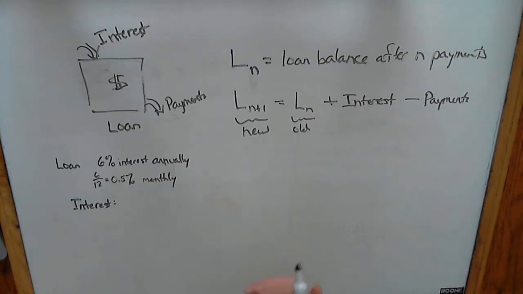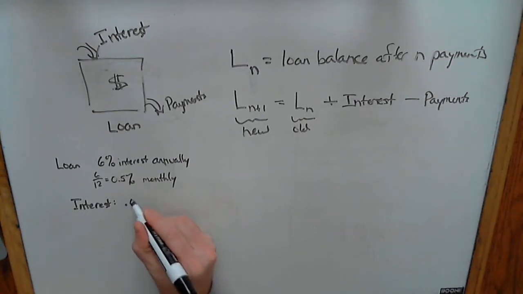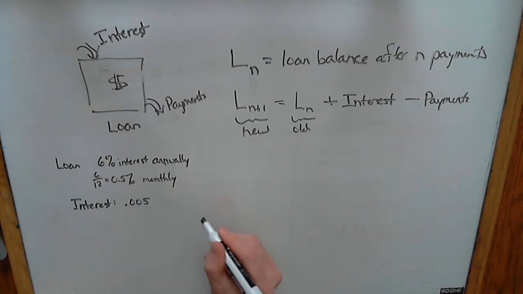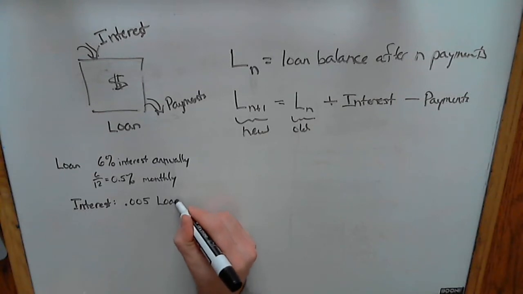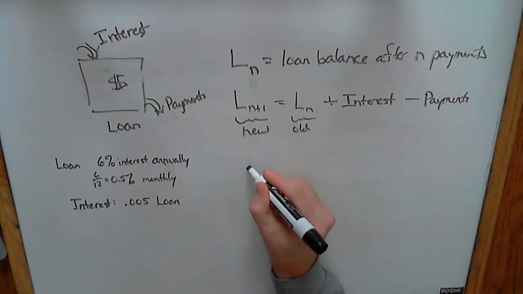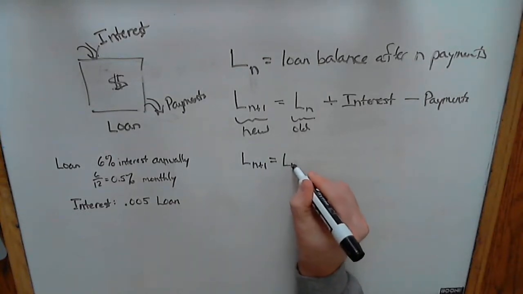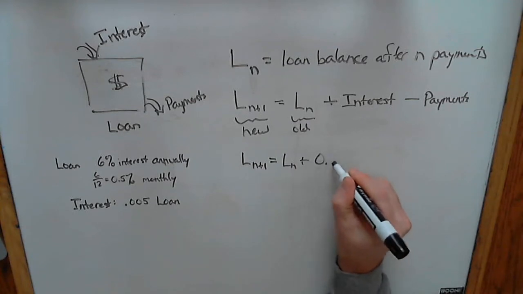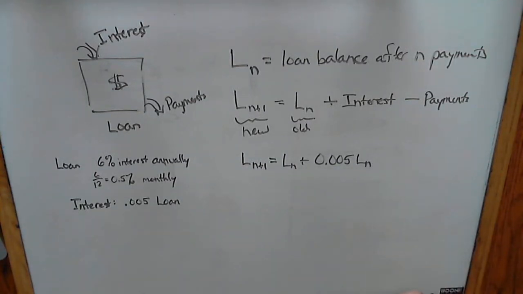remember, a percentage is out of 100, so it's 0.5 out of 100, which is 0.005, times my loan balance. That's how much interest is going to be. So my equation will be my old balance plus my new money I owe because of interest, which is the percentage rate times my loan balance. And then we'll subtract however much my payment is.